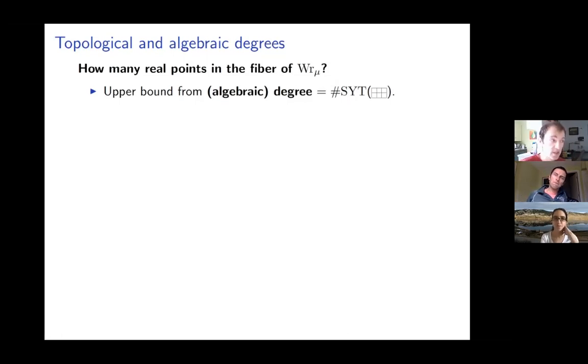So the upper bound is this number, the standard Young tableau that I mentioned earlier. This is the algebraic degree of the map. It means the number of points over the complex numbers counted with multiplicity. So in the best possible case, those points could all be real and they could all have multiplicity 1. And in that case, that would be the count of the fiber. Otherwise, it's just an upper bound.